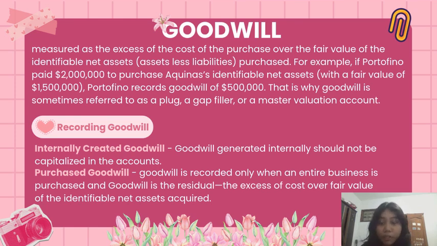So the first part of goodwill is how we record the goodwill. The first one is internally created goodwill. The goodwill generated internally should not be capitalized in the accounts. The second is purchased goodwill. Goodwill is recorded only when an entire business is purchased, and goodwill is the residual, the excess of cost over fair value of the identifiable net assets acquired.